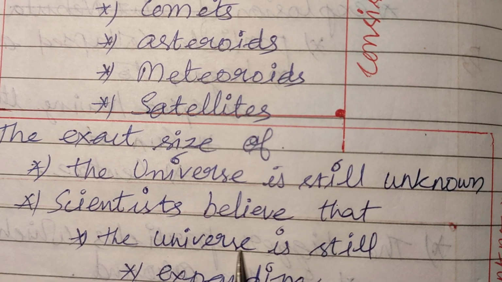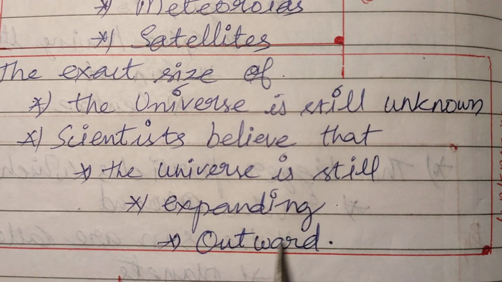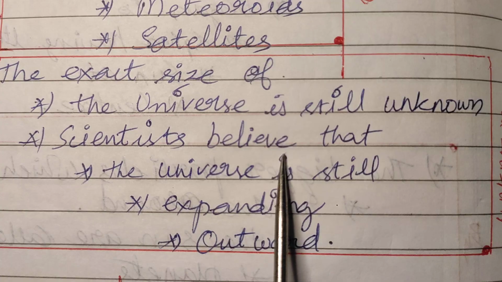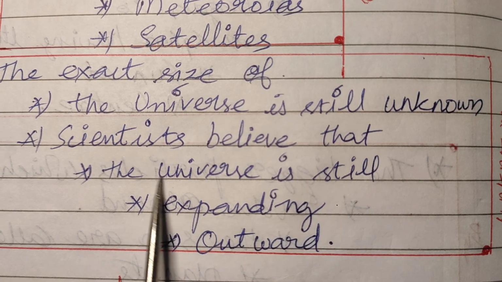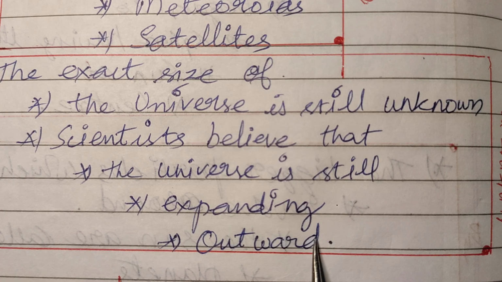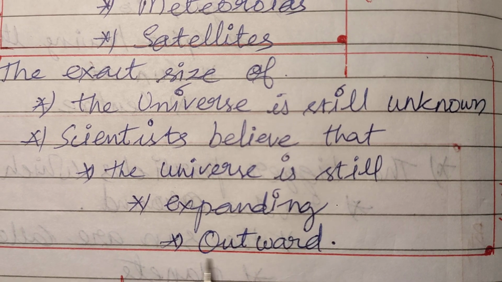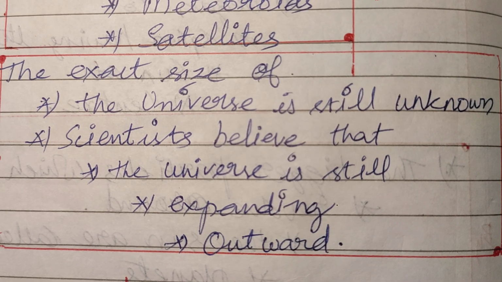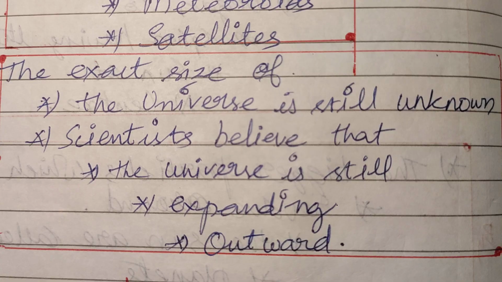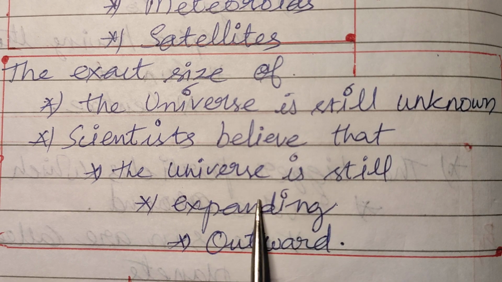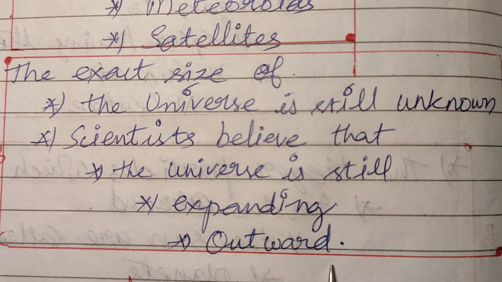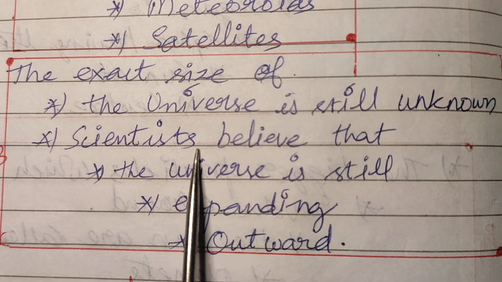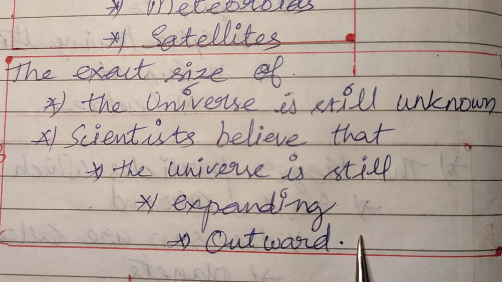Scientists believe that the universe is still expanding outwards. It's a belief. Expanding outward means that the planets are going apart. They are not contracting, they are not reaching each other. The distance between one planet and another planet is increasing. It's expanding outwards. Scientists believe that the universe is still expanding outwards.